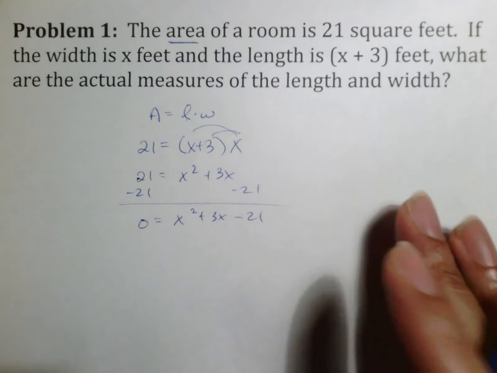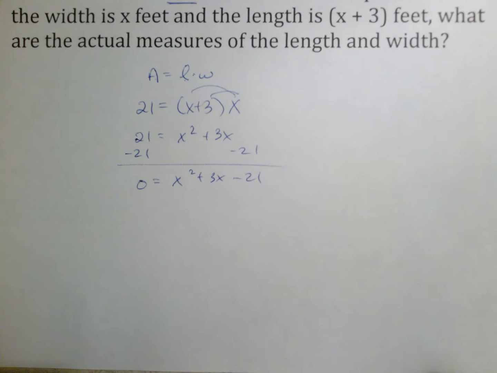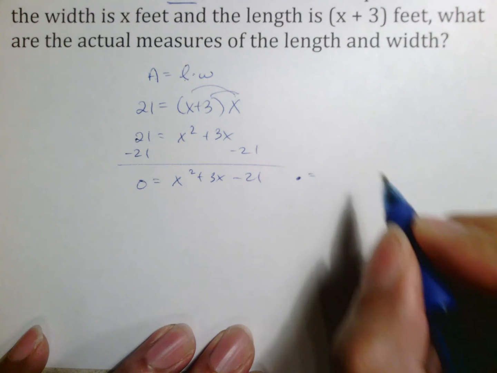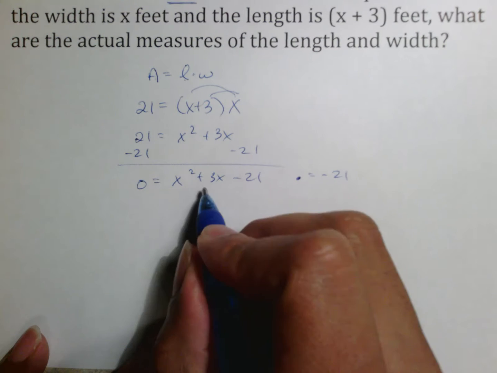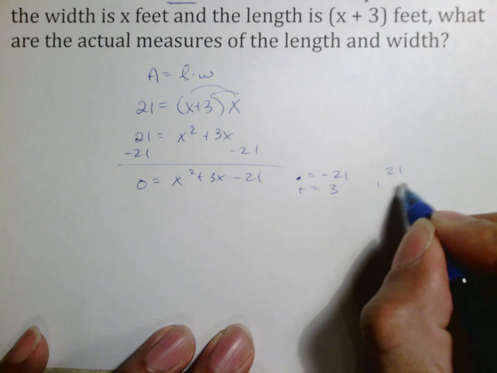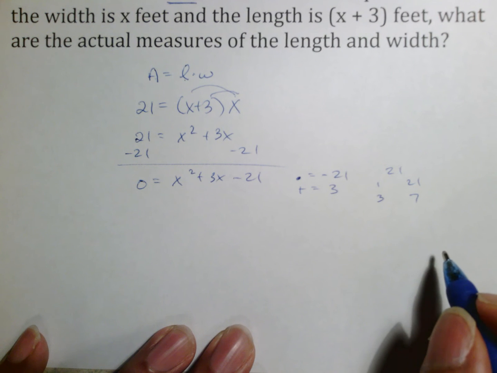Now from here, again, we're looking for the solution, the value that is going to make it 0, and keep in mind that the easiest way to do that is to try to factor. So let's see if we can factor this first before we have to do the quadratic formula. So this means we're looking for numbers that multiply to make negative 21 and add to make 3. So looking at 21, you've got 1 and 21, and pretty much just 3 and 7.